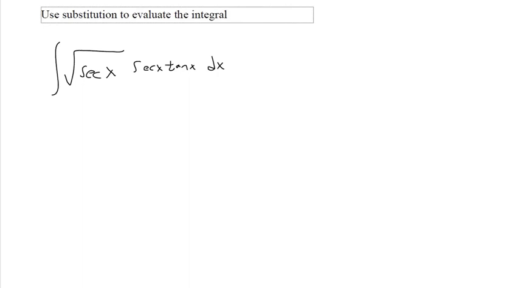So one thing I always think about is that when I substitute something for u, I've got to have du involved. So if I was to just pick as a guess, let's maybe make u equal tangent of x, then the derivative of u would be secant squared x. And I don't have secant squared x in here. So it doesn't look like this substitution is going to help.